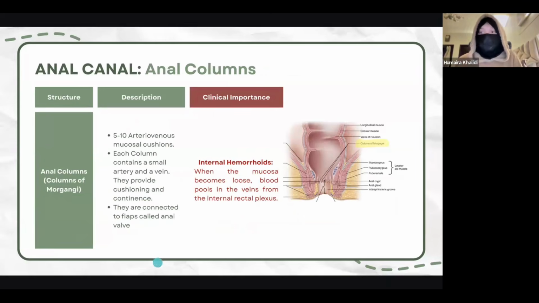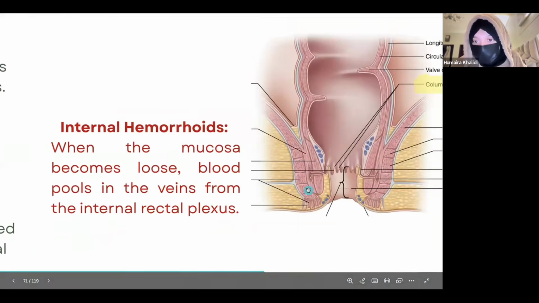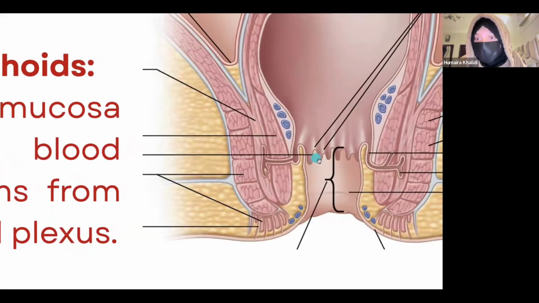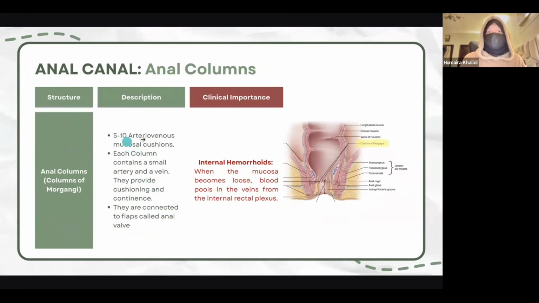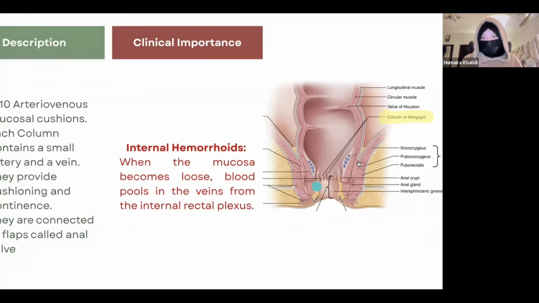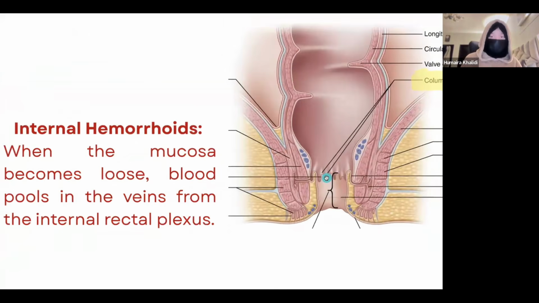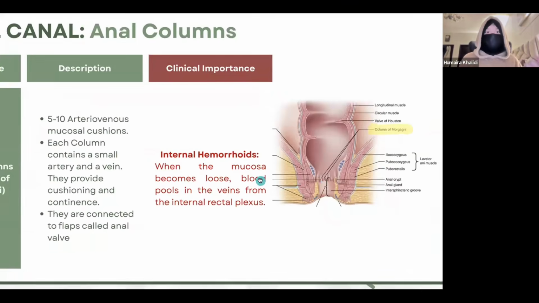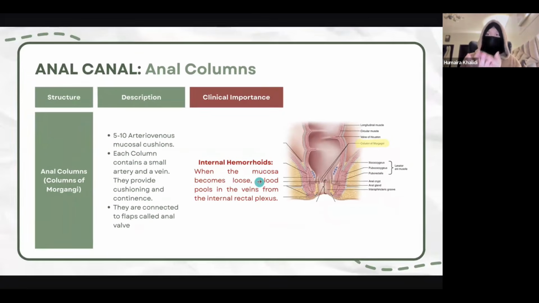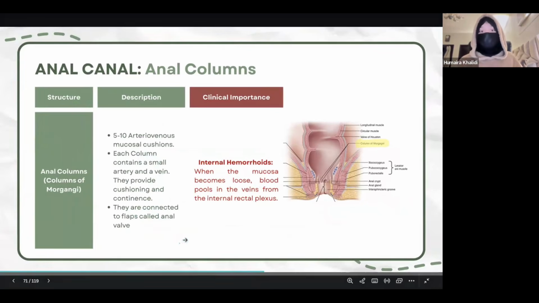Now, moving on. The anal columns. These are the anal columns. They are also called the columns of Morgagni. There are 5 to 10 arteriovenous mucosal cushions. So you see these are going to be 5 to 10. And each one of these mucosal columns is going to have an artery and a vein. And they kind of cushion your anal canal. Okay, and they're connected to flaps called the anal valves. We're going to discuss the anal valves as well.